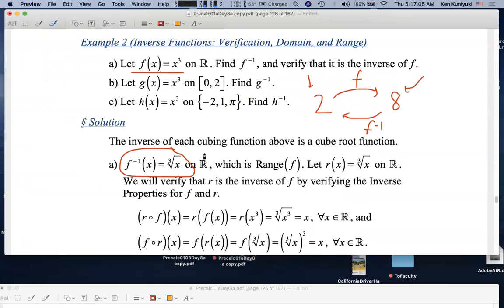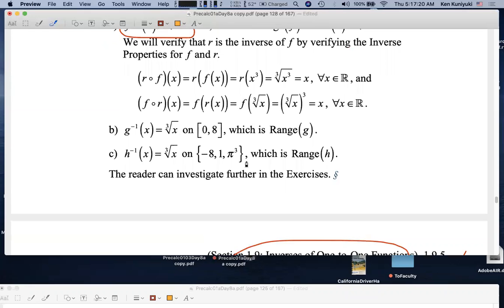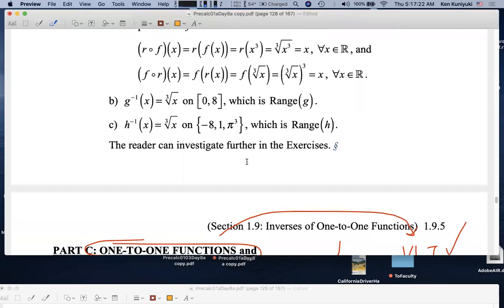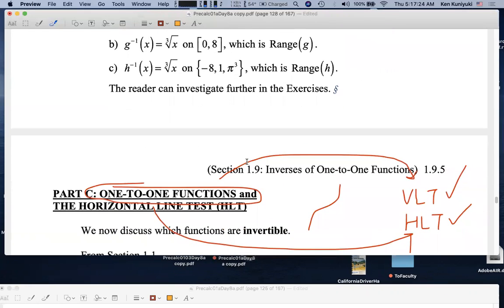Now, notice here I started with the cubing function and the cube root function. What about squaring and taking a square root? Again, believe it or not, the odd cases are much easier than the even cases. We're going to talk about the squaring function next time. The squaring function is not one-to-one.